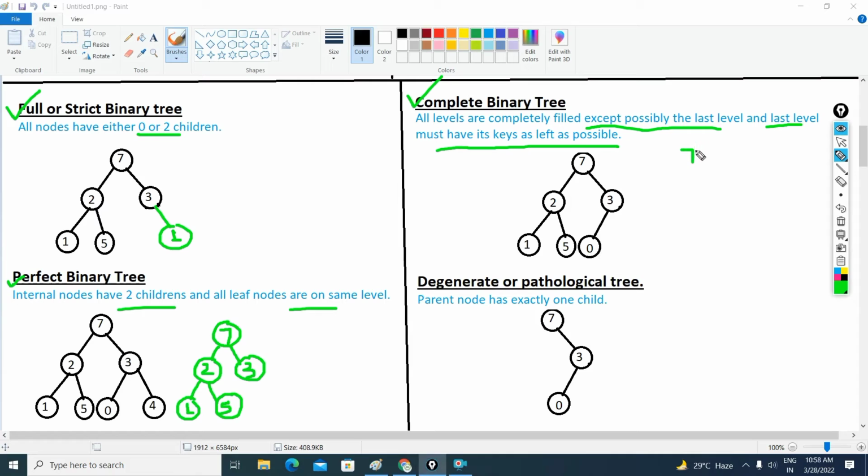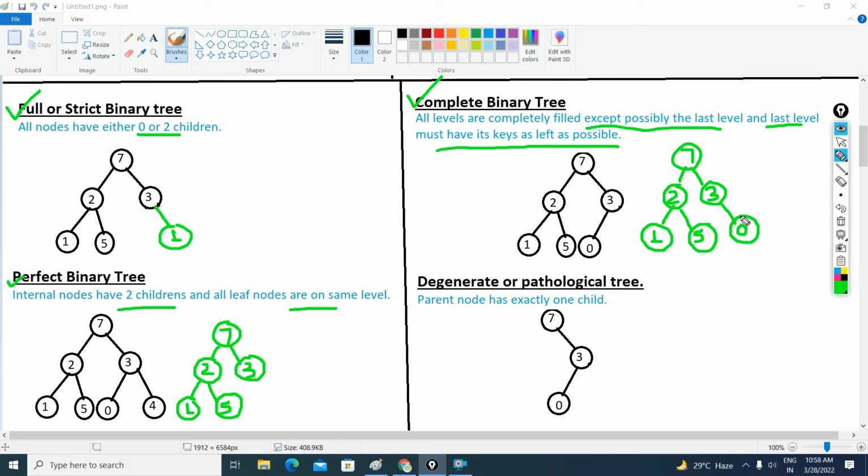Suppose I draw a tree with 7, 2, 3, 1, 5 and 0. And I ask you whether this tree is a complete binary tree?